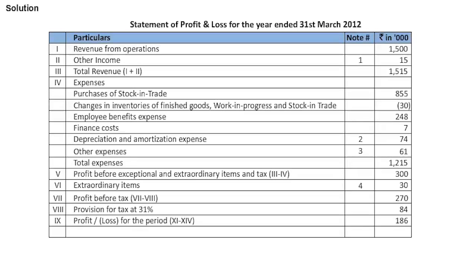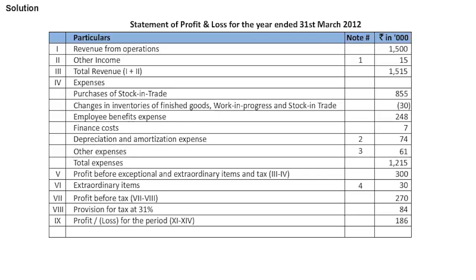So original cost was 30,000. Accumulated depreciation on that is 15,000. So your WDV is basically 15,000. So 30,000 minus 15,000 accumulated depreciation. So 15,000 is the WDV and you have sold it for 5,000. Correct? So that means the remaining 10,000 is the loss on sale of equipment. Correct? So how we will treat it basically is that.